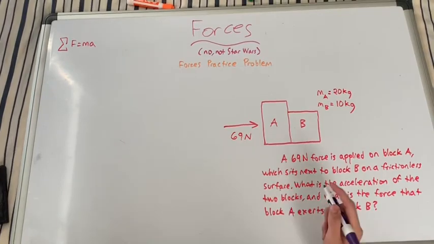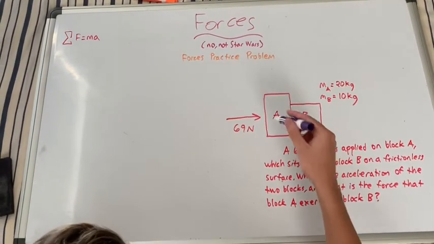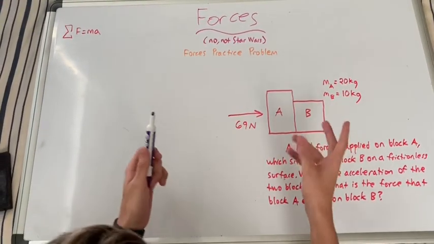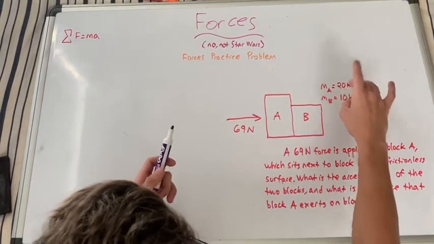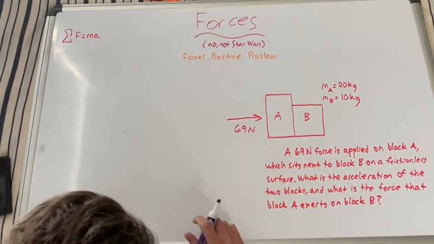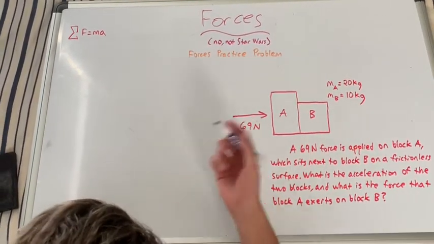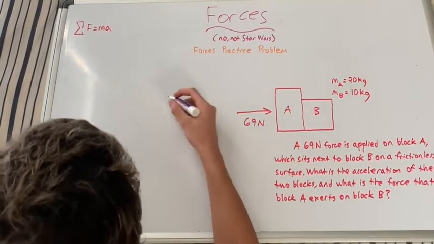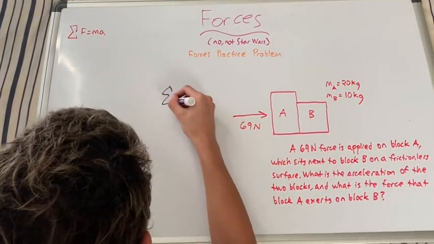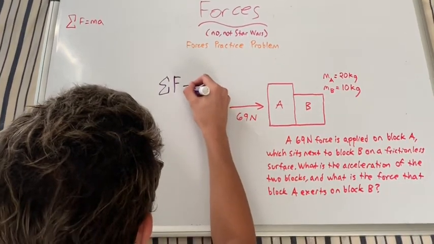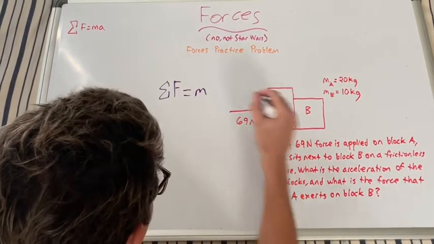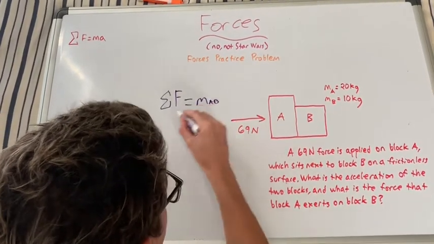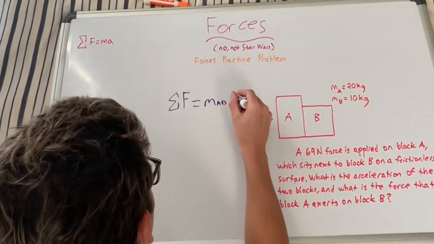So what we're going to do is try to find the acceleration of both blocks, and consider them as one block. So we're going to combine the two masses. The first step is to write our equation, since we already have a diagram of what's going on. So I'm going to write sigma F equals M, the mass of both blocks, so I'll just call it M_AB, times A.